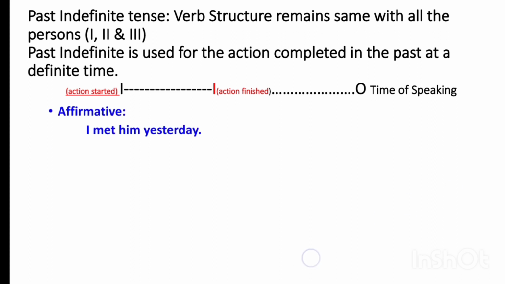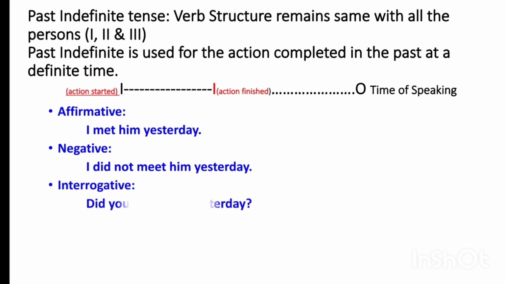So as I have already made it clear to you in my previous lectures that the best way of learning tenses is write all the sentence structure at one place: affirmative, negative, interrogative and interrogative negative. So I have taken the same sentence. I met him yesterday. Negative, I did not meet him yesterday. I met him yesterday, second form of the verb is used, and along with did not we use first form of the verb. So I did not meet him yesterday.